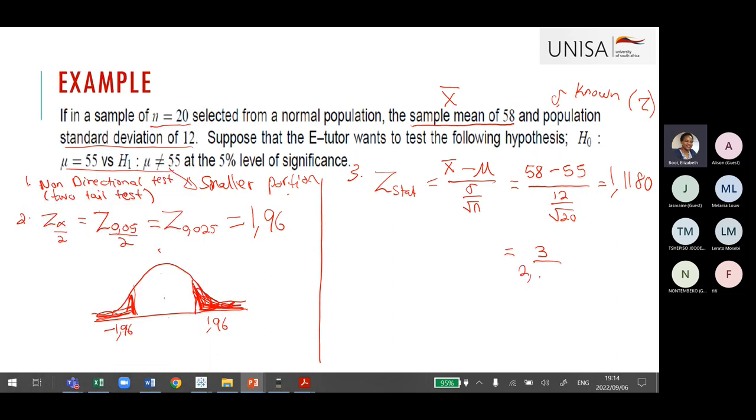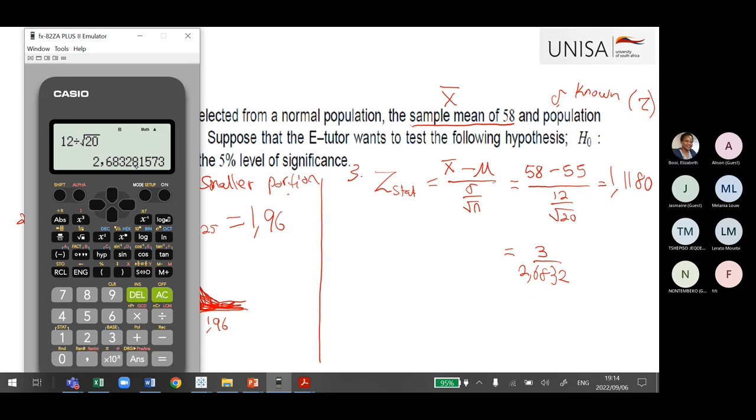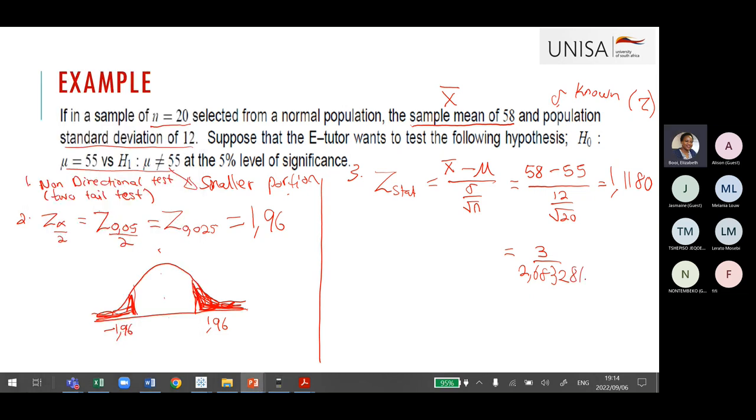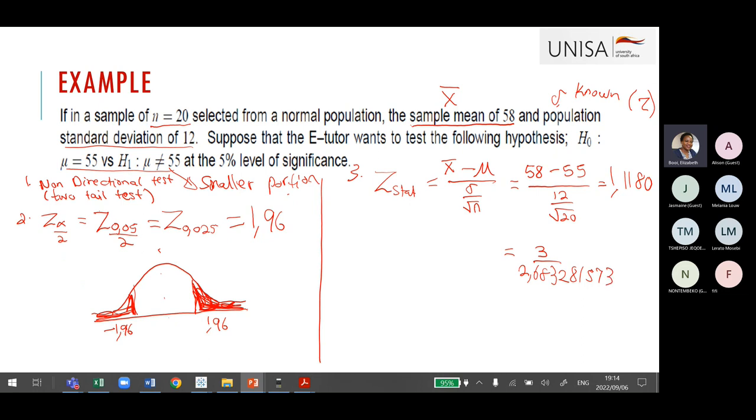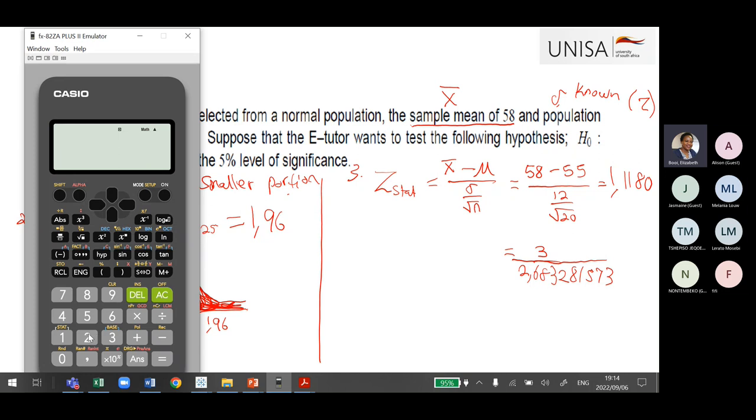2.6832. I'm just going to write those first, 2.6832, but you need to write all of it. 8, 1, 5, 7, 3. If you only keep the first two numbers, you might not get the right answer. So you need to make sure that you keep all the values. And once you're done, then you can say 3 divided by 2.68328157 3 and say equal, and it should give you the same answer as what we got there.